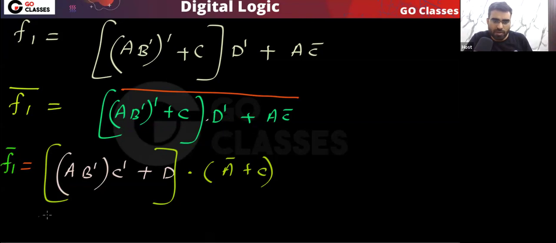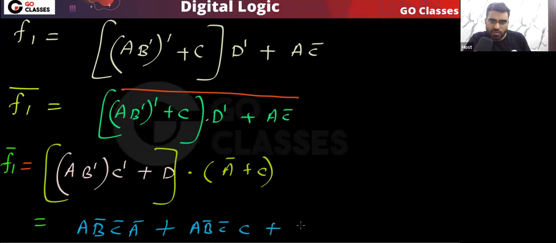This is the function complement. Now let's solve it further. What you will get? You can just do their and. So what you will get? You will get a b bar c bar with a bar, or a b bar c bar with c, or d with a bar, or d with c.